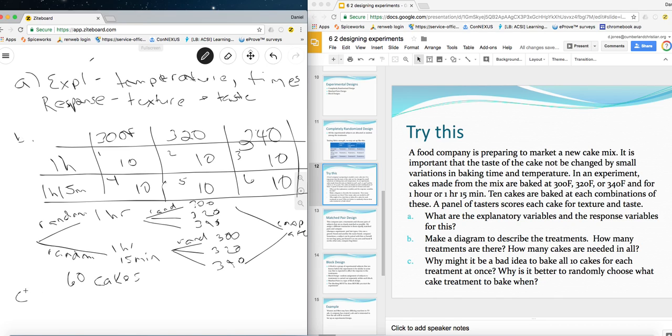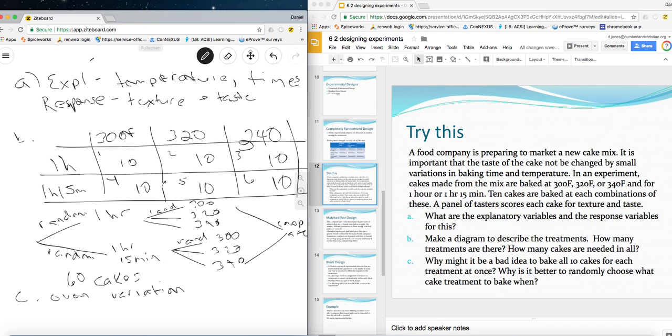And part C says, why might it be a bad idea to bake all the 10 cakes for the treatment at once? And why is it better to randomly choose what cake treatment to bake when? So that could deal with the oven variations. If I only cook all of my 300 for 1 hour in oven A, and I do all of these in oven B, and I do all of these in oven C, well, now I've just introduced another variable, because maybe it's the oven that's affecting it.